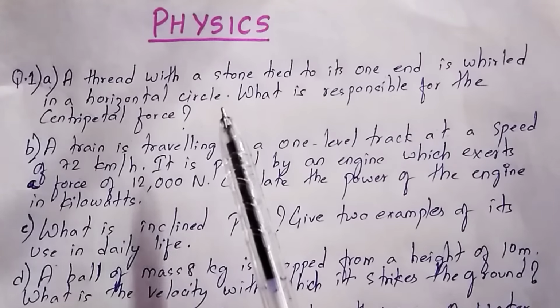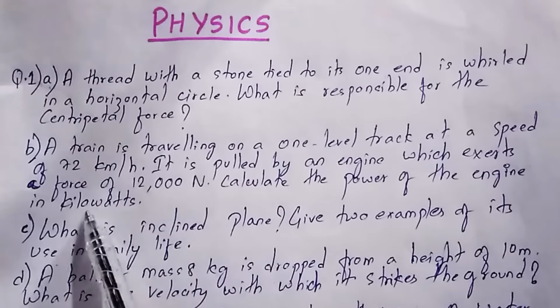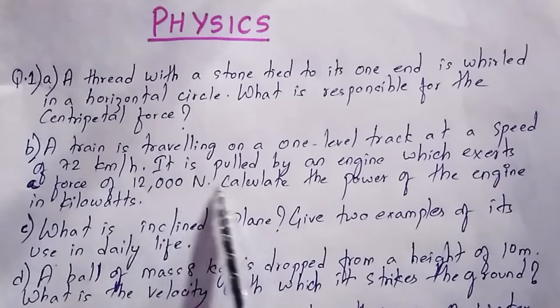Second question. A train is traveling. This is a numerical question. A train is traveling on a level track at a speed of 72 km per hour. It is pulled by an engine which exerts a force of 12,000 Newton. Calculate the power of the engine in kilowatts. So you need to calculate the power in kilowatts. Since we do not have space here, I am going to take a sheet and solve this there.